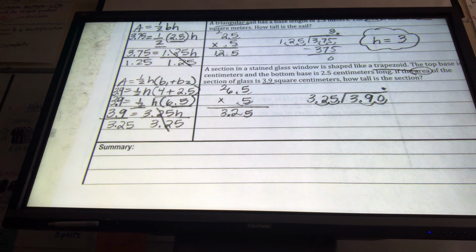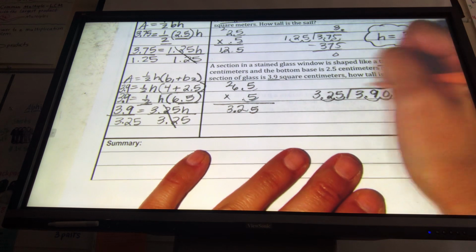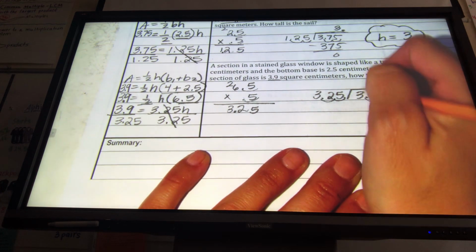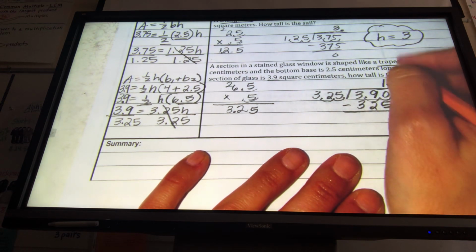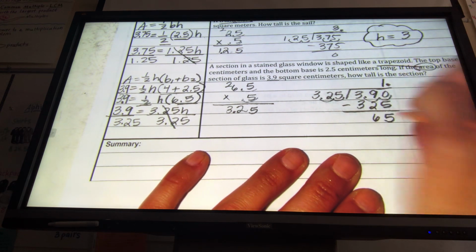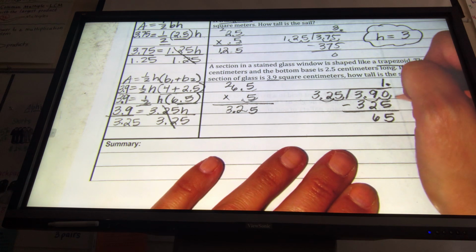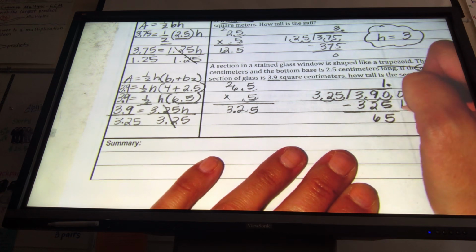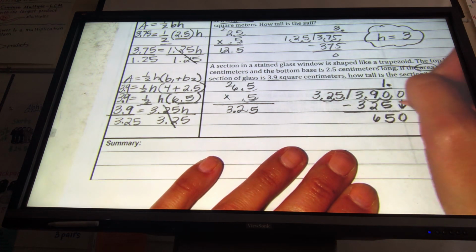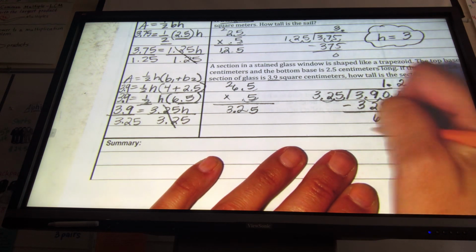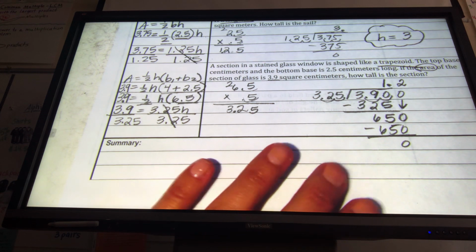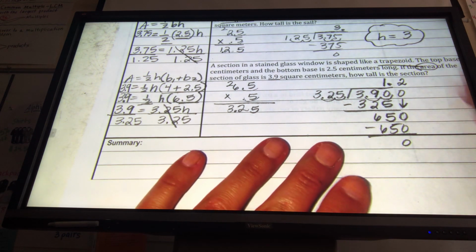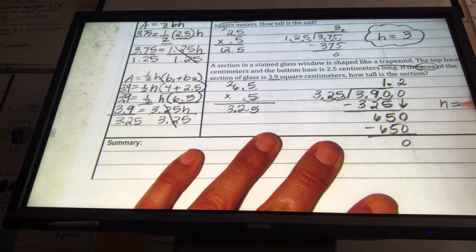I'm going to help us out here so we can go a little faster. So it's going to go in 1 time, which is 325. When we subtract, we get 65. That means we need to add a 0. The decimal's already there. We bring it down. And that's going to go in 2 times. And it's 650. And it zeroes out here. So for this answer, my height equals 1.2 centimeters.